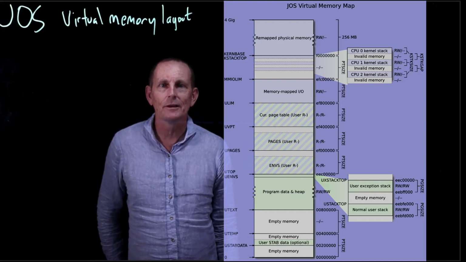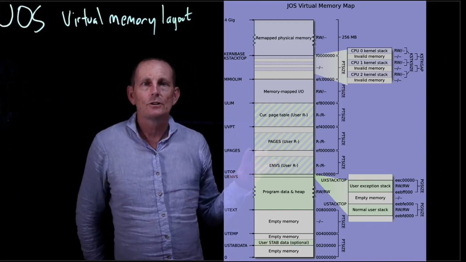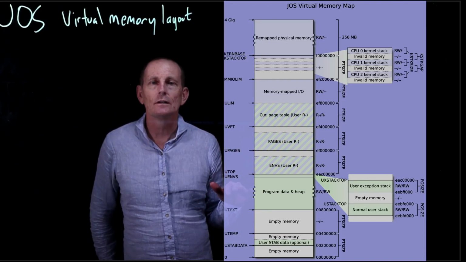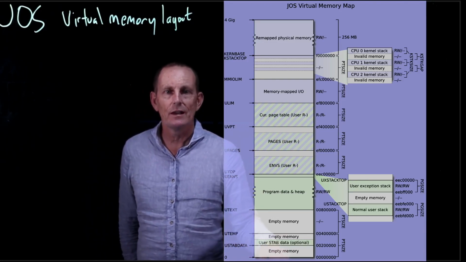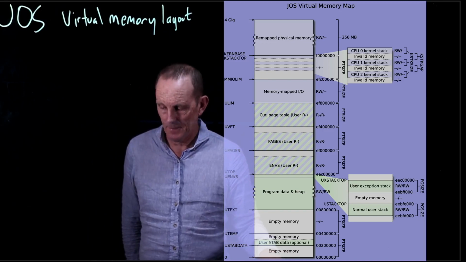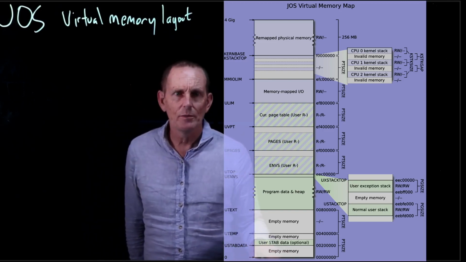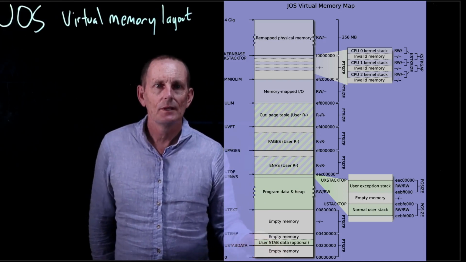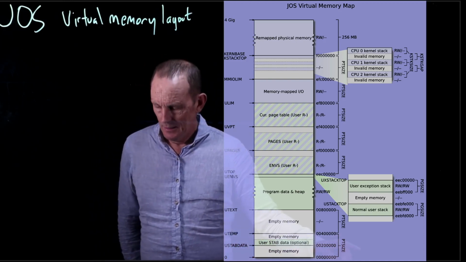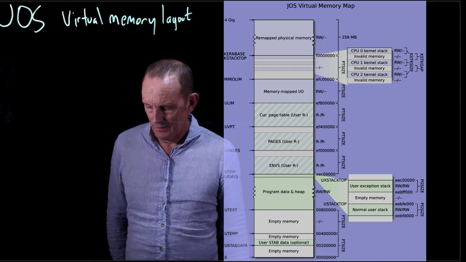Let's talk about JOS Memory Layout. So this is the address space of a user program. What we see here is we have unused memory at the bottom, with possibly the symbol table at the user S tab. Now, note here this page table size, so the PT size.